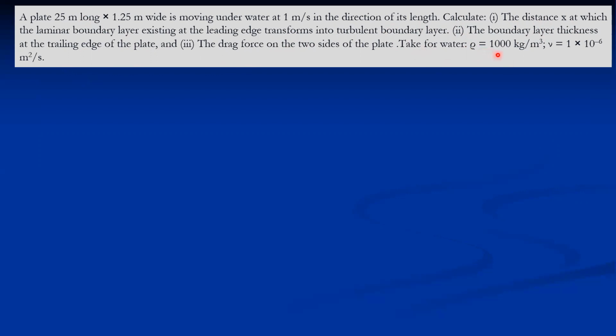Take water: rho is equal to 1000 and nu is equal to 1 into 10 raised to minus 6. So these are the given quantities. Length of the plate 2.5 meter.